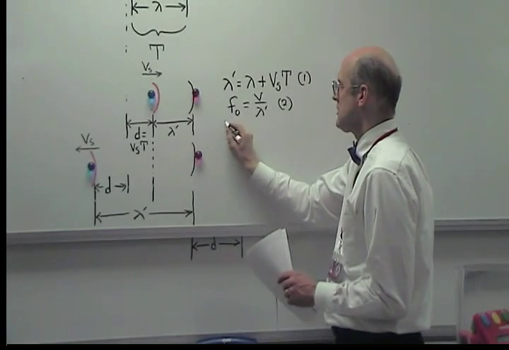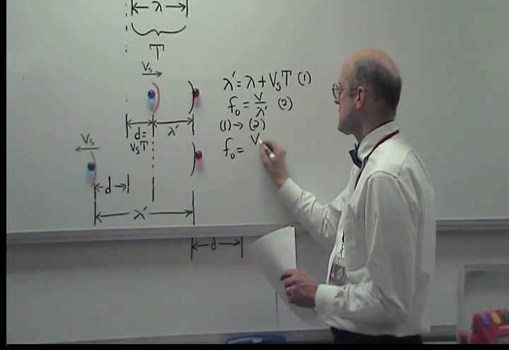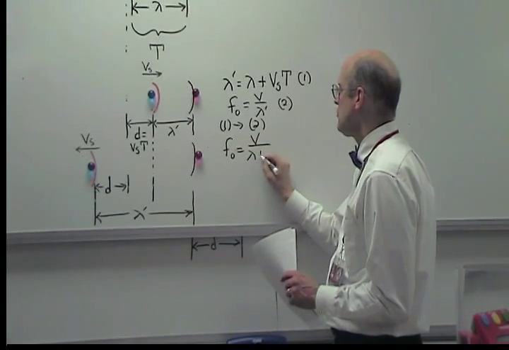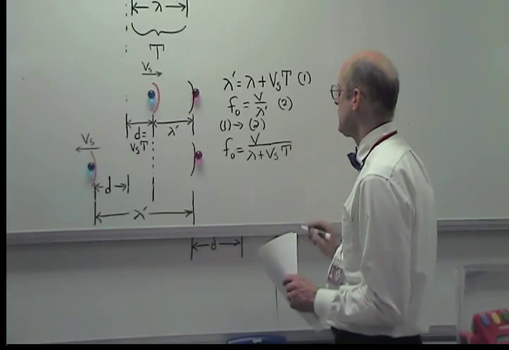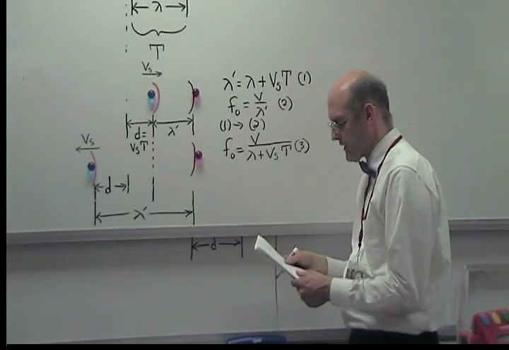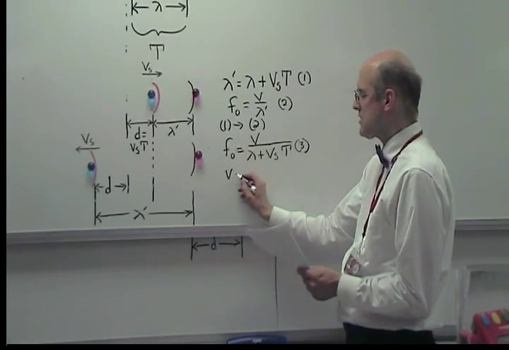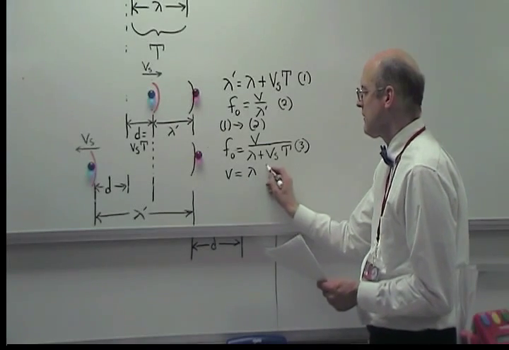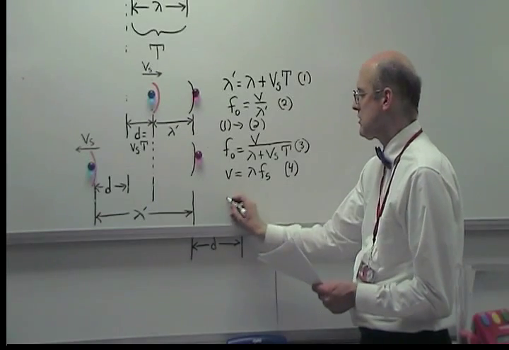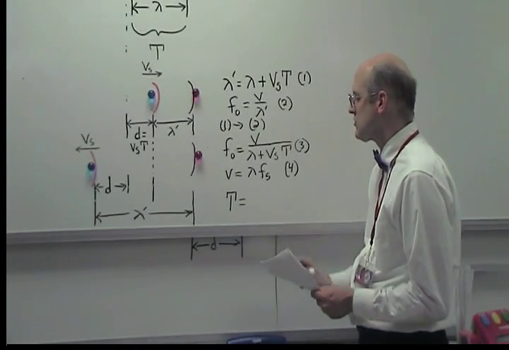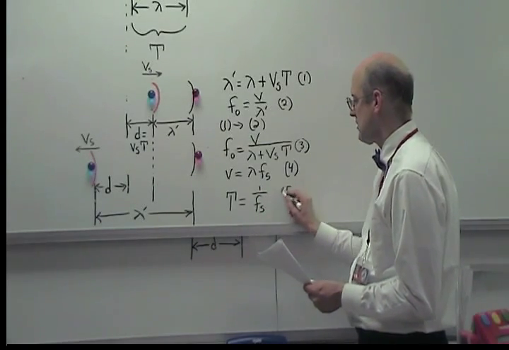I'm going to substitute equation 1 into 2 as before. The observed frequency is equal to the speed of sound divided by the original wavelength plus the speed of the source multiplied by the time, which is the period. And that I'm going to call equation 3. I'm next going to use this equation as before. The speed of sound is equal to the original wavelength times the frequency of the source. That's equation 4. And the equation that relates the period to the frequency of the source: the period is equal to 1 over the frequency of the source, and that's equation 5.